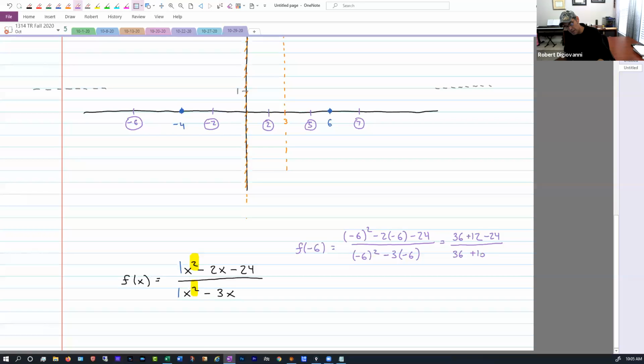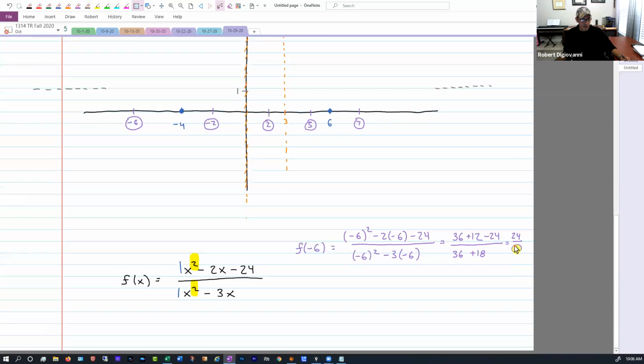Plus 18. Now, I told you last time that all you really care about is whether this is a positive number or a negative number, because that'll tell you whether your point is above or below the x-axis. So if I do 36 plus 12, that's 48. If I take away 24, that should be 24, but it's a positive number. I know that. And the bottom, well, that's a positive number, whatever it is. So a positive divided by a positive should be positive.